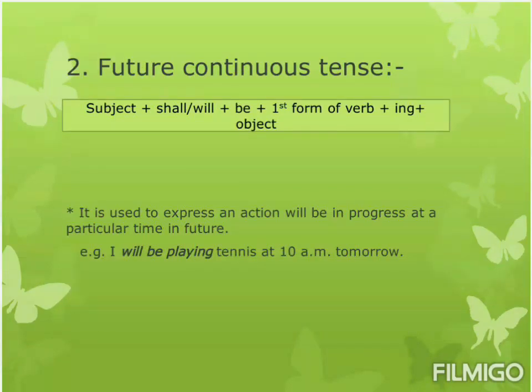Now let us move to future continuous tense. This tense is used to express an action which will be in progress at a particular time in the future. I will be playing tennis at 10 a.m. tomorrow. It's my intention, it's my planning that tomorrow at 10 a.m. I will be playing tennis. This action will be in progress. So, we will use this action in continuous tense.